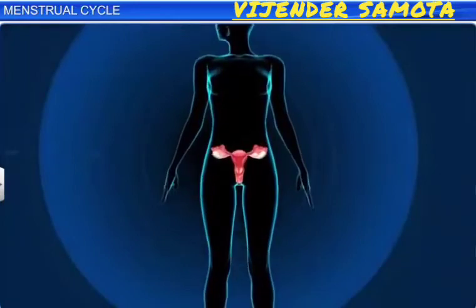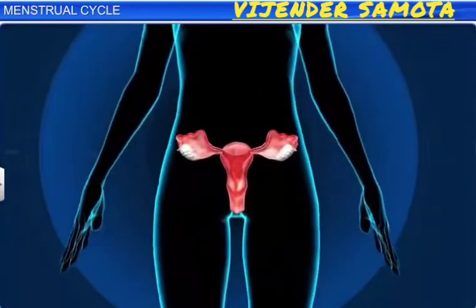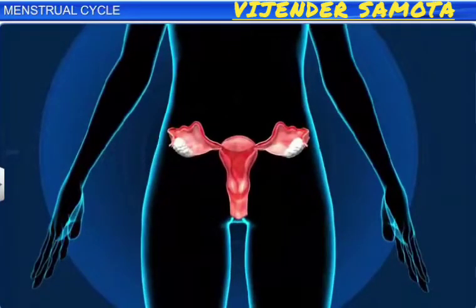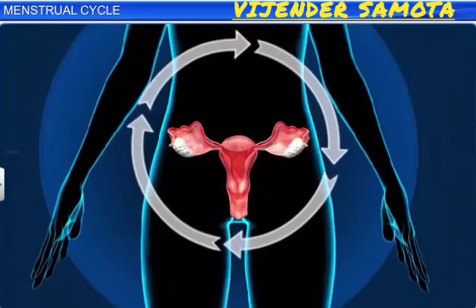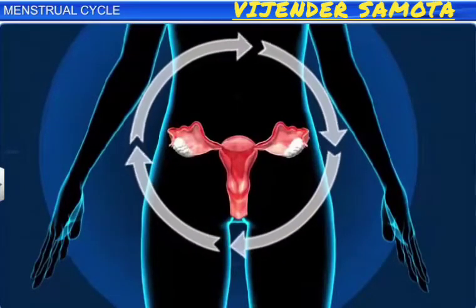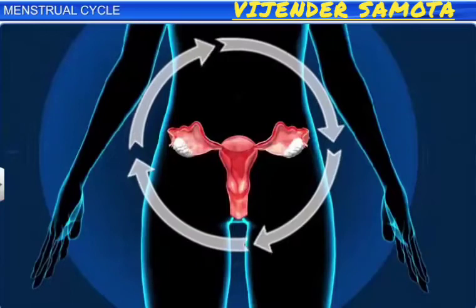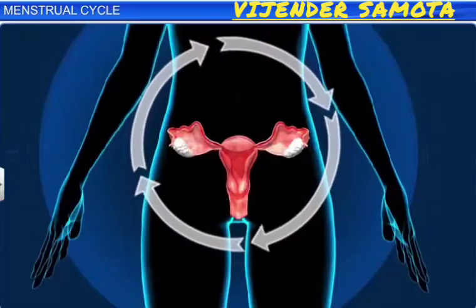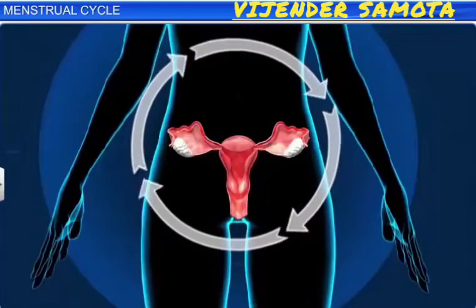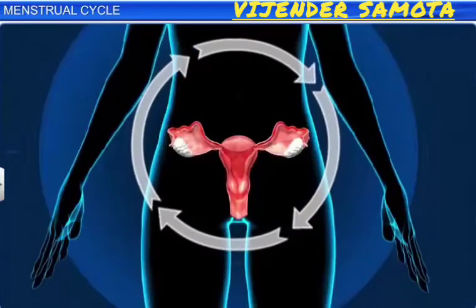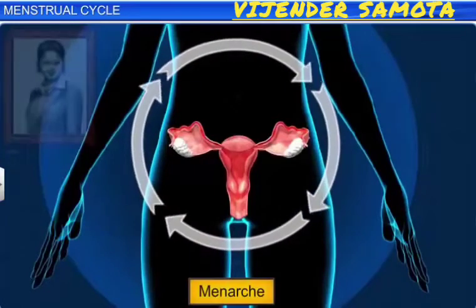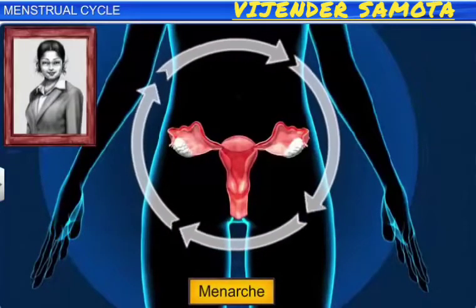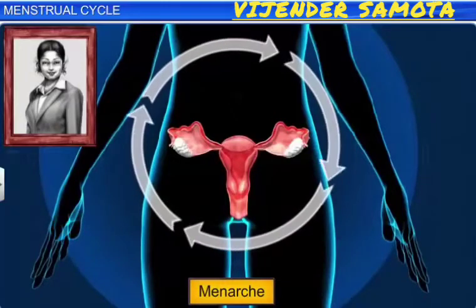Human females, for instance, experience the menstrual cycle, which is defined as cyclical changes in the genital system during the reproductive phase. Incidentally, a woman experiences her first menstrual cycle, called the menarche, at the onset of puberty, usually between the ages of 9 and 12.